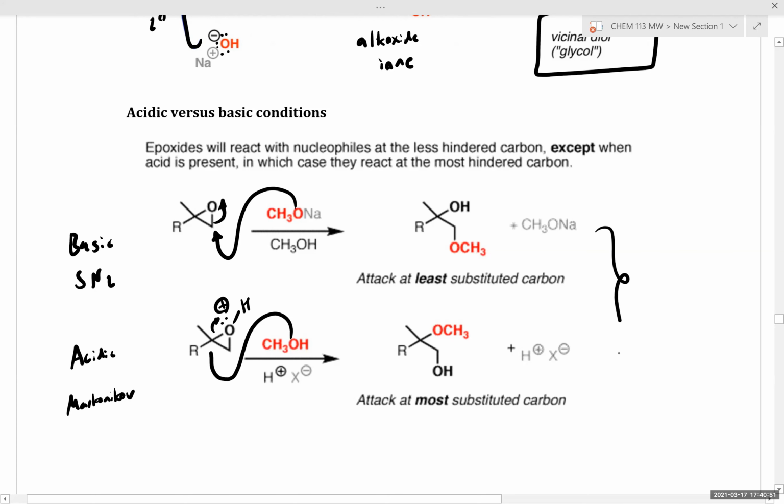Does everyone see the distinction between acidic and basic conditions? So they have different regiochemical outcomes, same stereochemical preference for the anti-product.